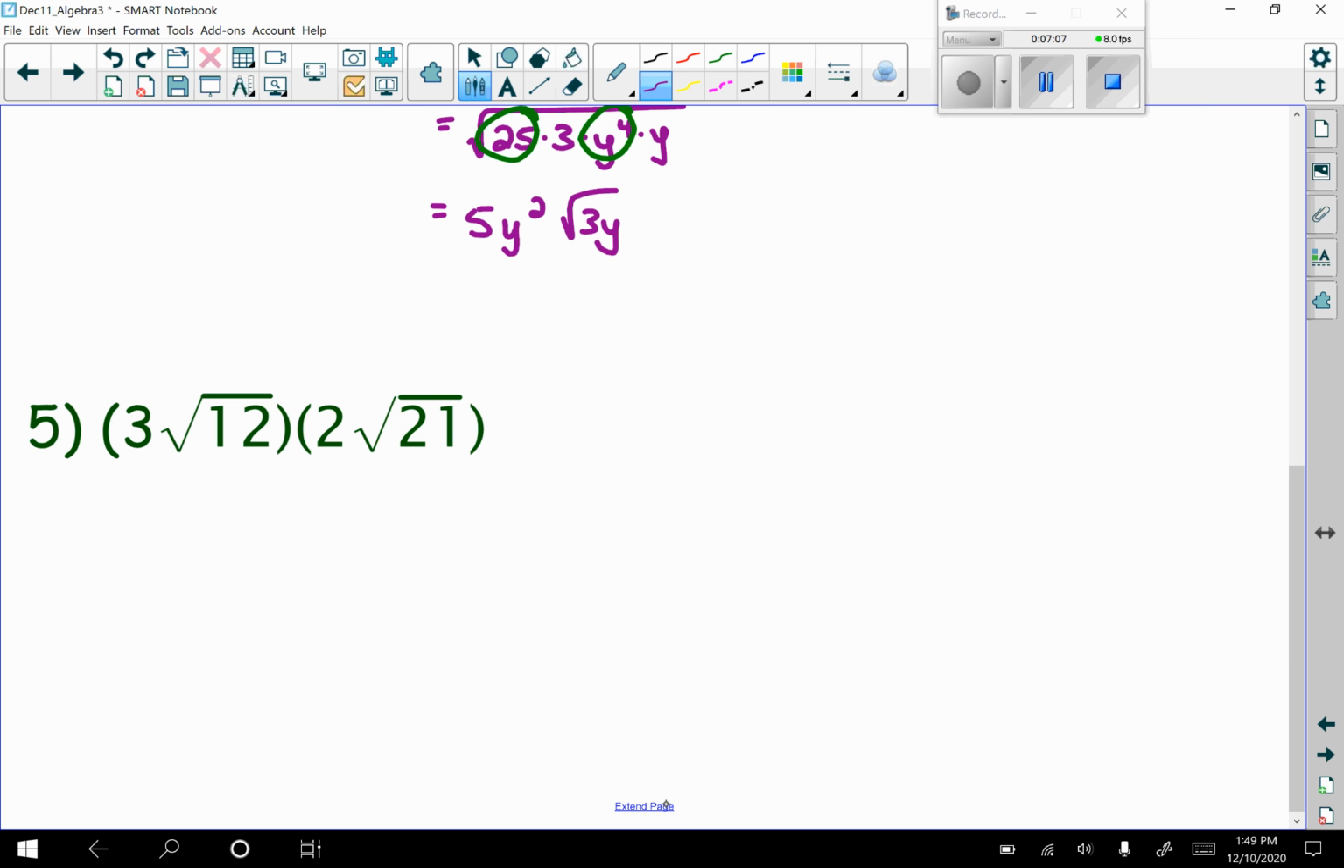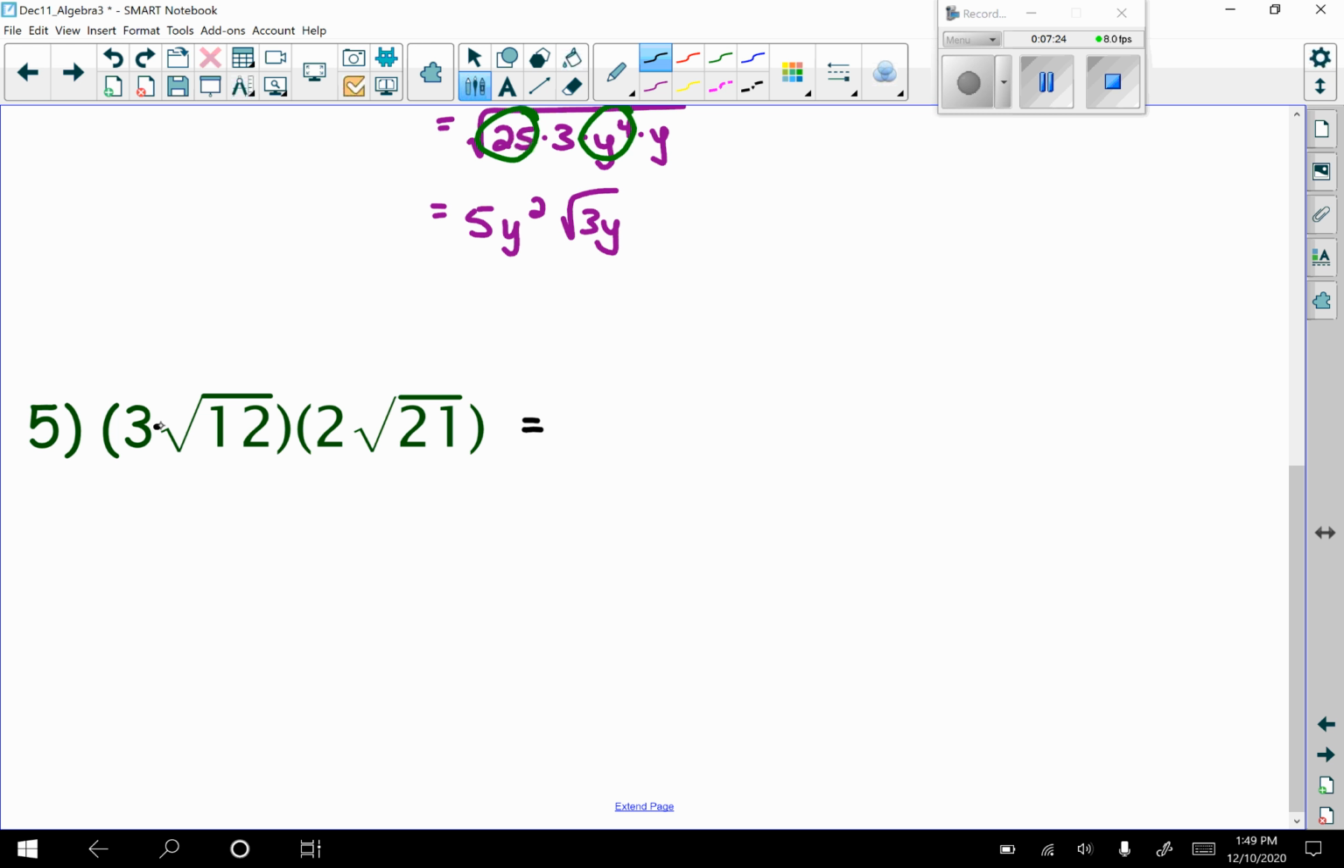All right, let's take a look at number 5. If you notice, there's no variables. Now this one I do want to work out with you. Instead of multiplying what's underneath the radicals together, 12 times 21 becomes a really large number, a little bit too large to work with without a calculator. So this is what I'm going to do.